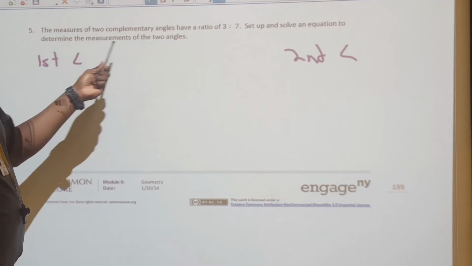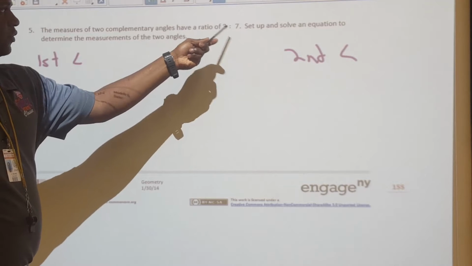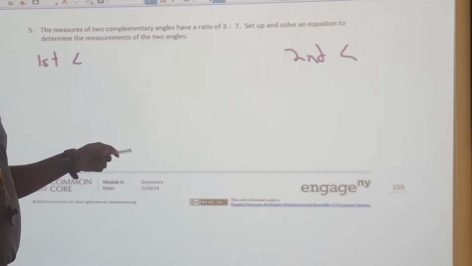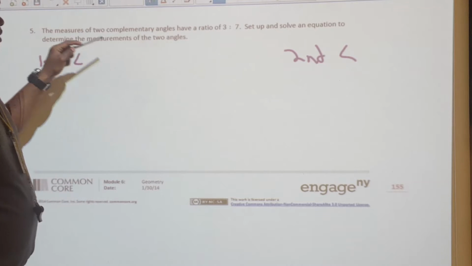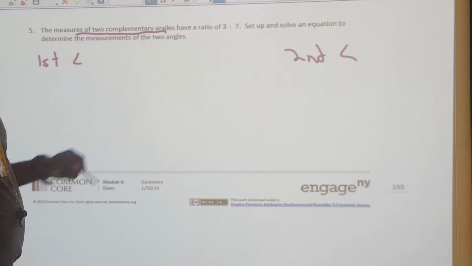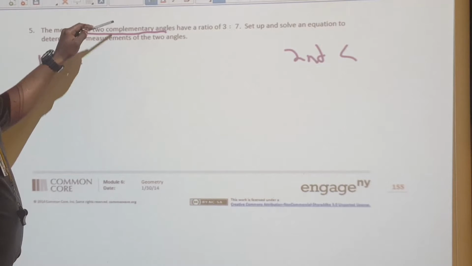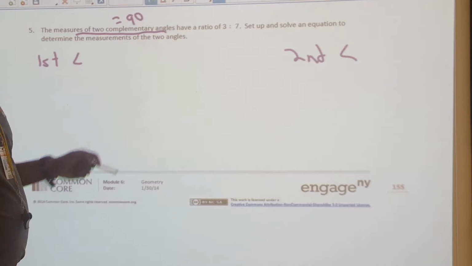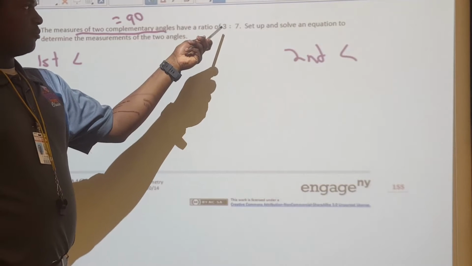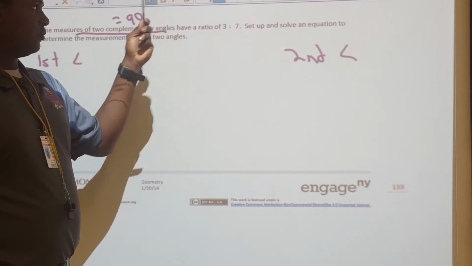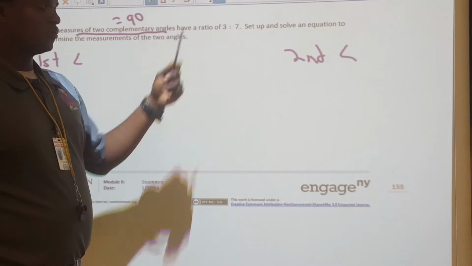Now I know they have a ratio of 3 to 7, or they are multiples of 3 and 7 that are complementary. Complementary angles equal 90 degrees. So I don't know the multiples of 3, but they'll give me 90 degrees when added to the multiple of 7.